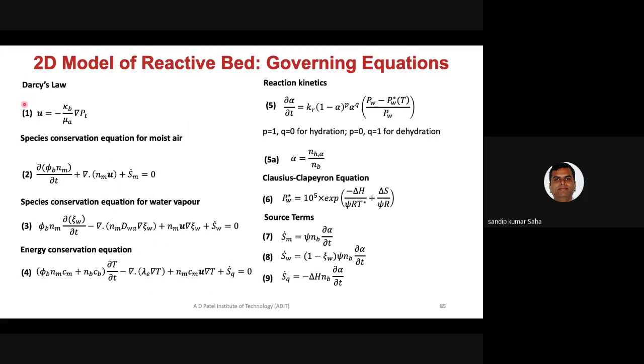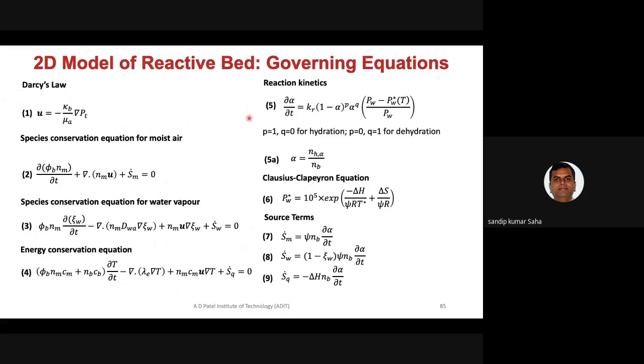There are two versions of this equation. In COMSOL, you can write the Darcy equation or the Brinkman equation also. But here we have used the Darcy equation and we assume laminar flow. Another thing is that we write the species conservation equation for moist air, and the species conservation equation for water vapor, that is, how much is going out. And then we write the energy conservation equation. I will come to them one by one. Let me first tell you in bulk the energy conservation equation of our full system.